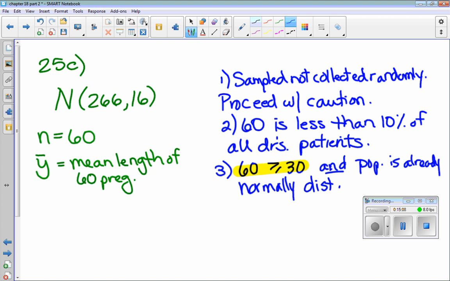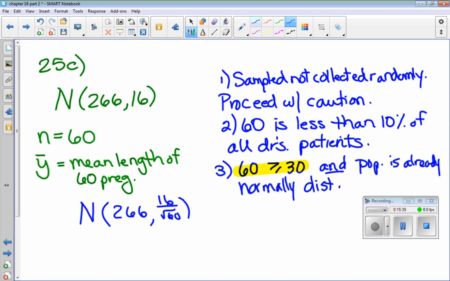Okay, so what do I have to do from this point? I have to just describe the model because it's checked out, so I would want to see the conditions being checked. And then you would say the model for the patients, right, is going to be N(266, 16 divided by the square root of 60) because the mean stays the same, but the standard deviation is now going to be 16 divided by the square root of 60. Do you agree with that? And that's all you'd have to say. You could leave it just like that, and you would get 100% correct.